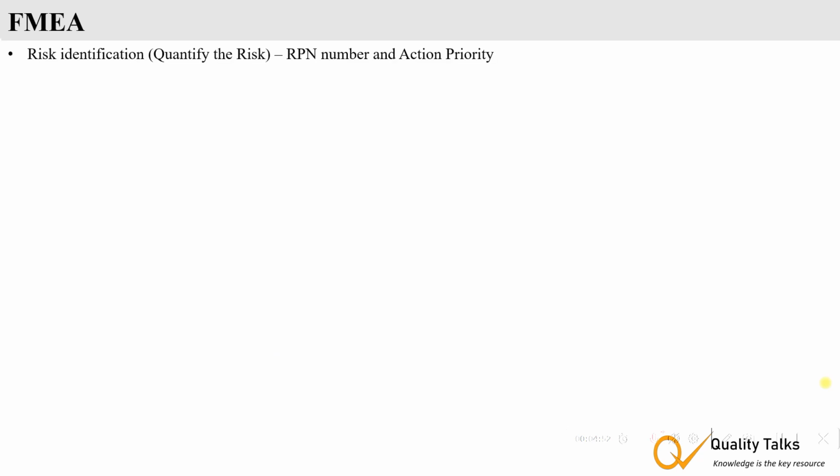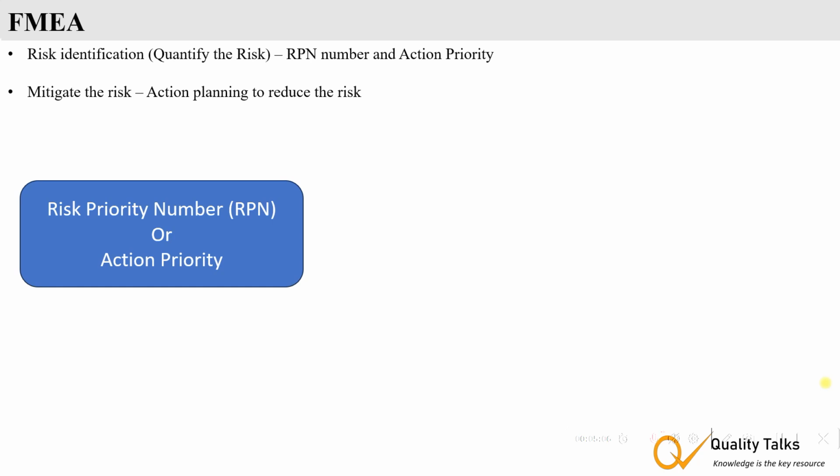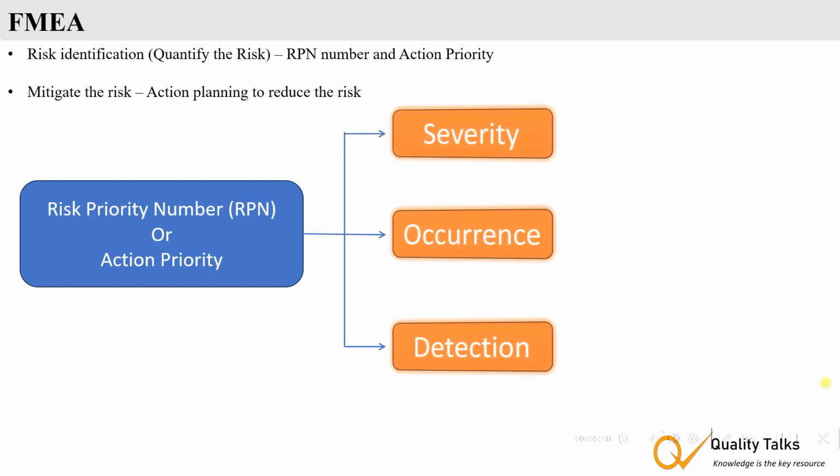As we discussed, FMEA is a tool for risk identification and risk mitigation. For risk identification, a risk priority number, RPN, is calculated or action priority is identified. So FMEA helps to quantify the risk. Through risk priority number or action priority, the risk is quantified. Risk mitigation is done by taking action to reduce the risk. RPN or action priority is calculated using three quantifiable parameters: severity, occurrence and detection.